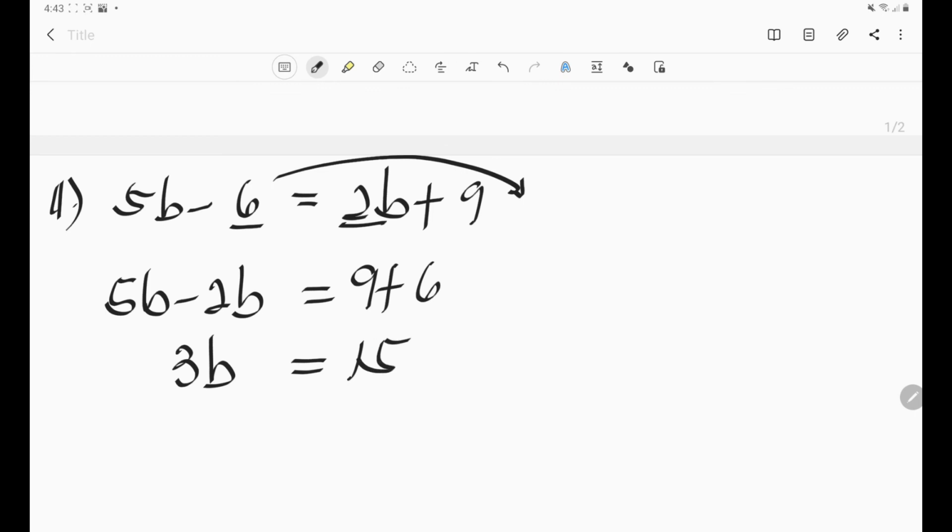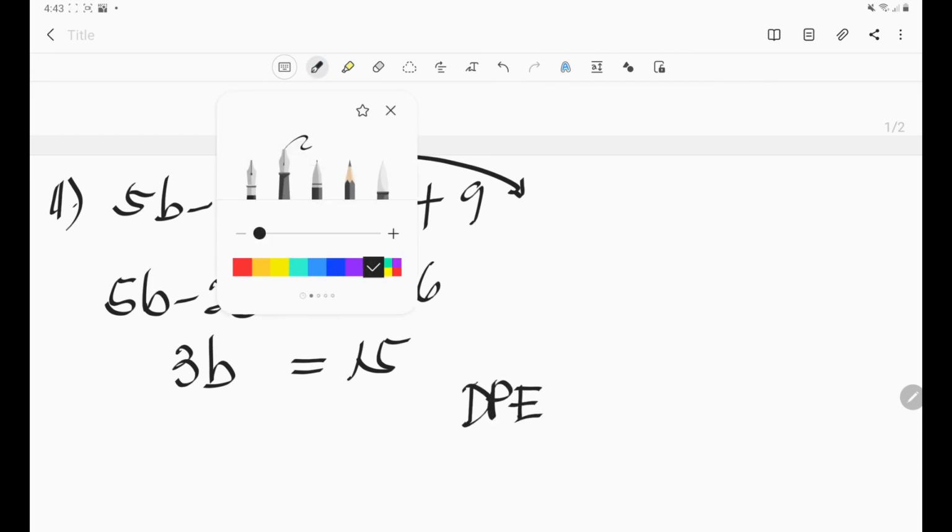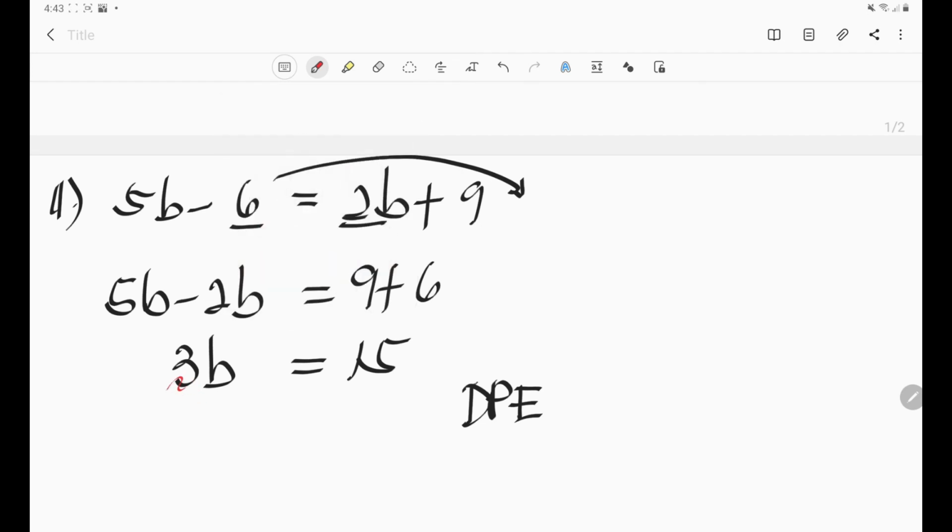Okay, so we are only solving for b. So the coefficient of b should be 1 and not 3. So what we're going to do here now is to use the division property of equality. Meaning, we have to divide both sides of the equation by 3. Why 3? Because 3 divided by 3 is 1. So divide this also by 3.